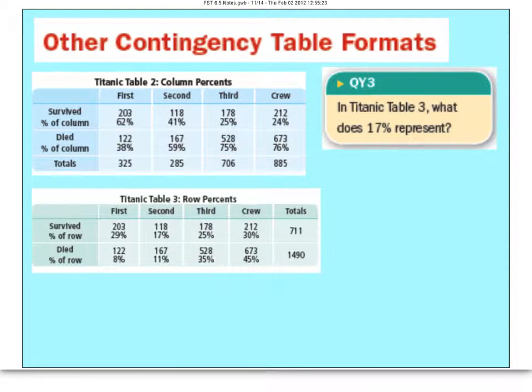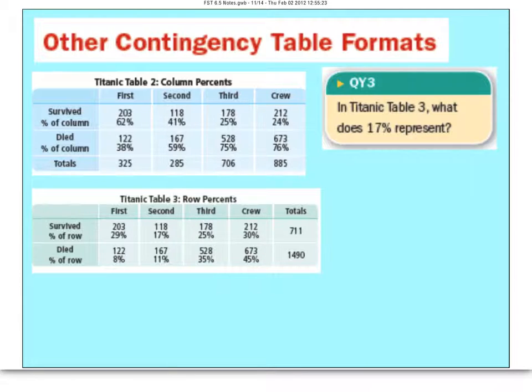Learning Objective D wants us to interpret row and column percent tables. So the first thing you want to know is which one you are dealing with. On our slide here, it says percent or column percent and row percent. Typically they don't tell you. You just actually have to look at it.